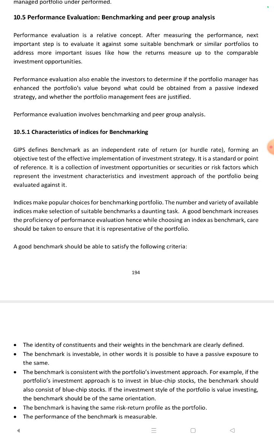Performance evaluation, benchmarking and peer group analysis. Performance evaluation is a relative concept. After measuring the performance, the next important step is to evaluate it against some suitable benchmark or similar portfolios to address more important issues, like how the returns measure up to comparable investment opportunities. Performance evaluation also enables investors to determine if the portfolio manager has enhanced the portfolio value beyond what could be obtained from a passive indexed strategy, and whether the portfolio management fees are justified.